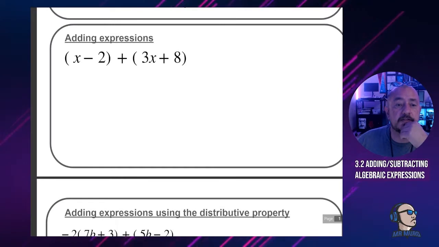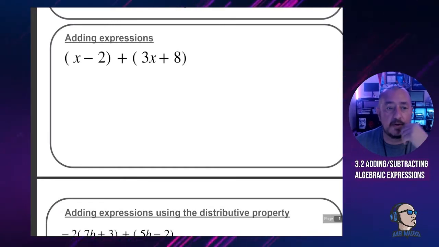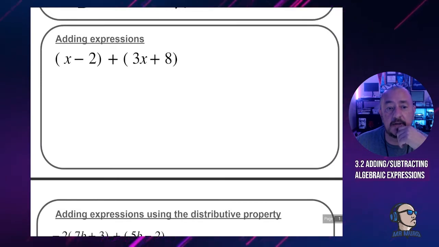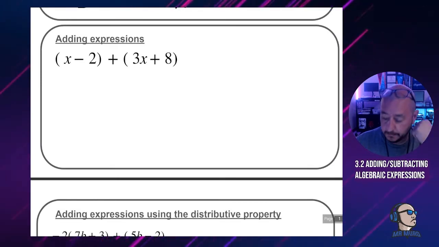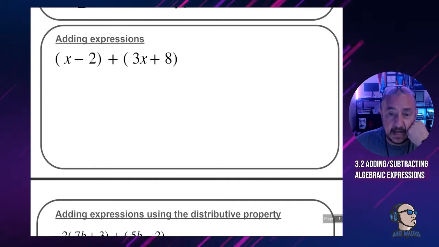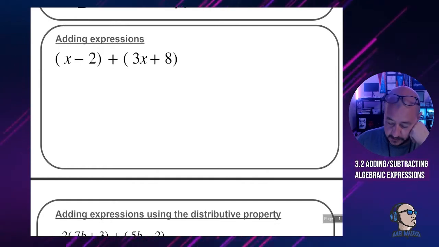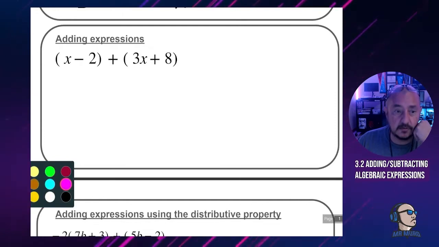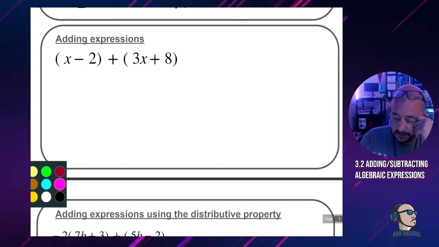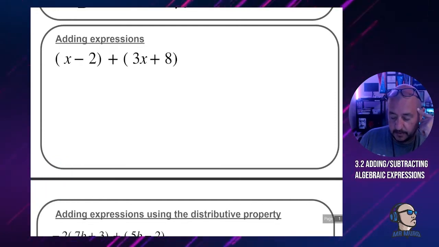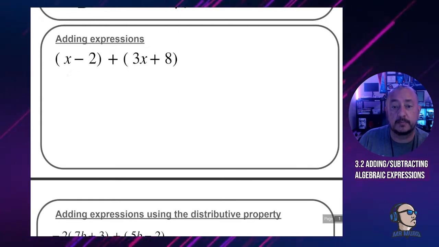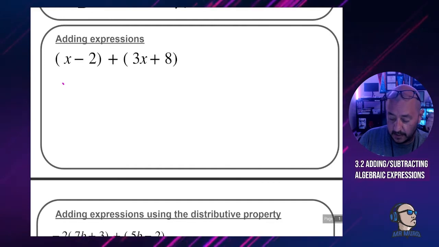Okay, so the first example we're going to do is adding expressions. We have x minus 2 plus the sum of 3x plus 8. Before I can do this, I've got to get these numbers out of the parentheses. So let me grab my marker and let's get this rolling. So first things first, I'm looking at the parentheses x minus 2. There's nothing in front of it, so it tells me that I can just simply get rid of those parentheses. So I'm just going to write x minus 2 plus.